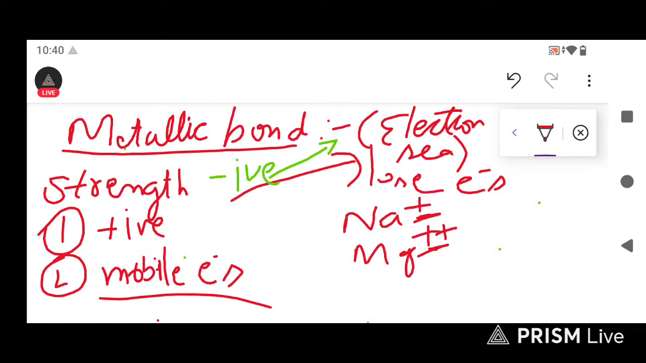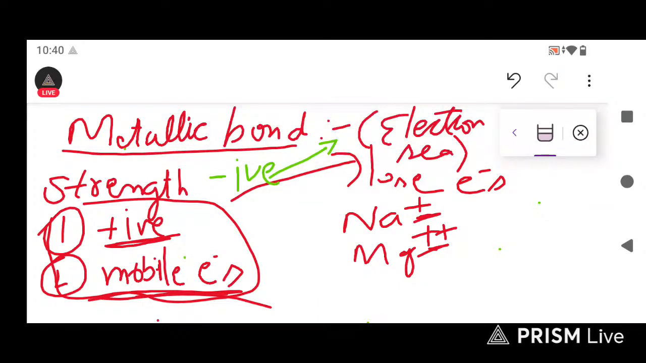The more positive charges, the more the metallic strength. The more mobile electrons lost, the more the metallic strength. So the metallic strength depends on these two factors, which are very important. This is a short question as well. From the examination point of view, these questions really come in the exams, so you must prepare them.